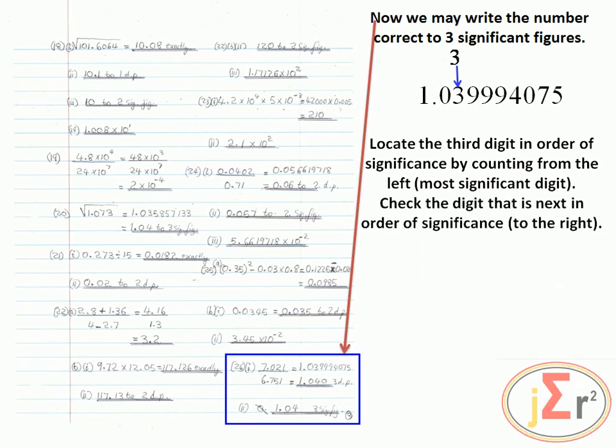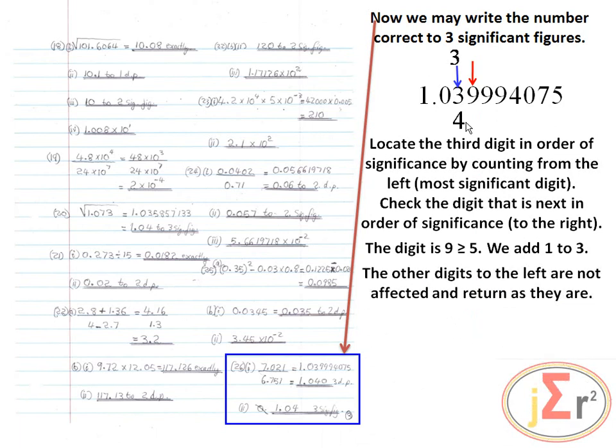Check the digit that is next in order of significance, the one located to the right. The digit is 9, which is greater than or equal to 5. We add 1 to 3. So 3 plus 1 is 4. Nothing to carry on this occasion. The other digits to the left are not affected and return as they are.